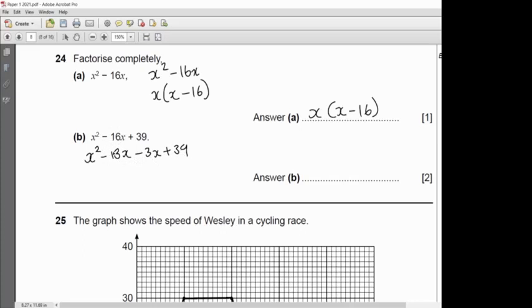Then you look at the first two terms. What do they have in common? X. You say x squared divided by x is x. Negative 13x divided by x is negative 13.